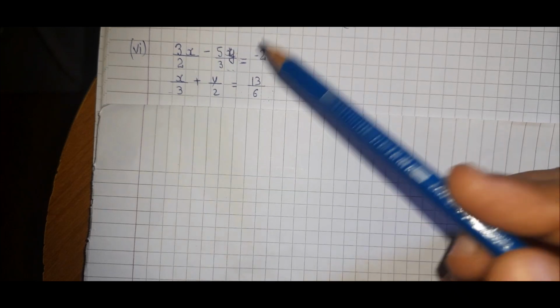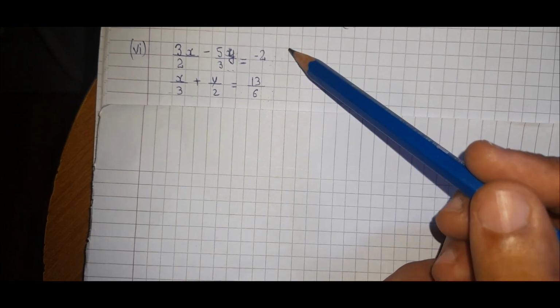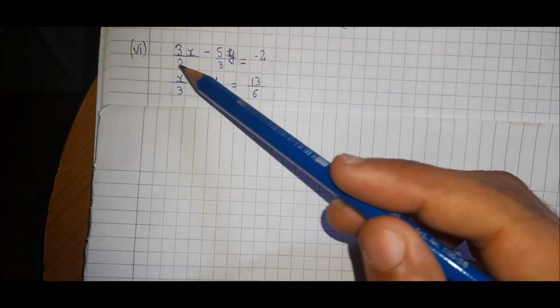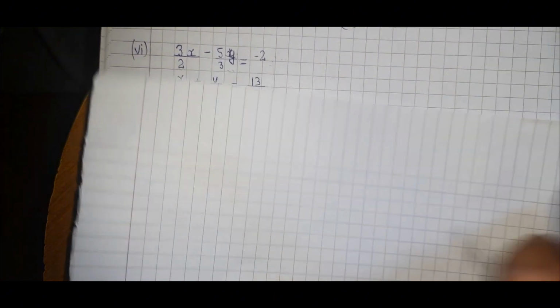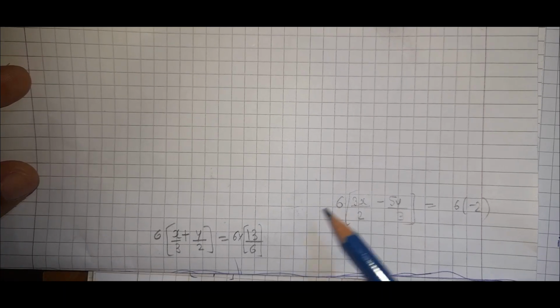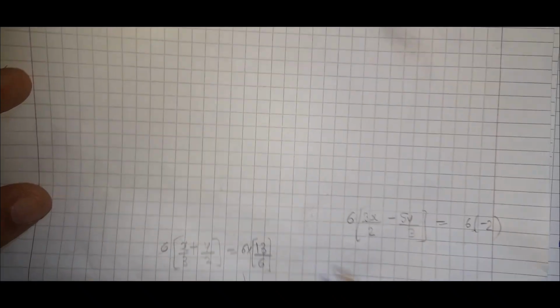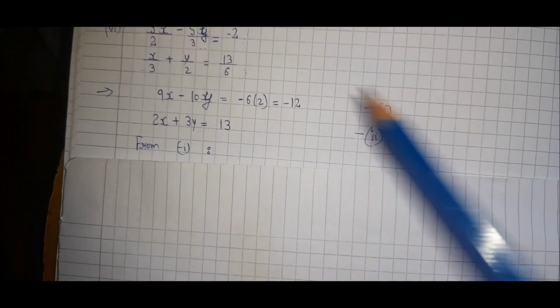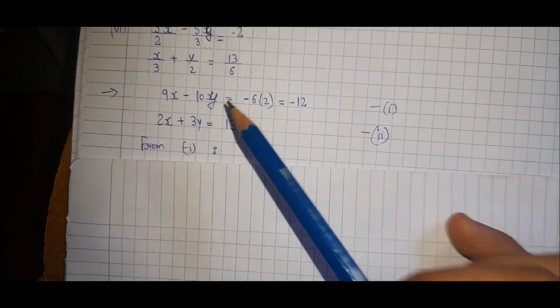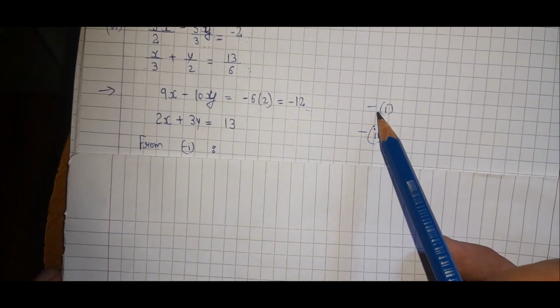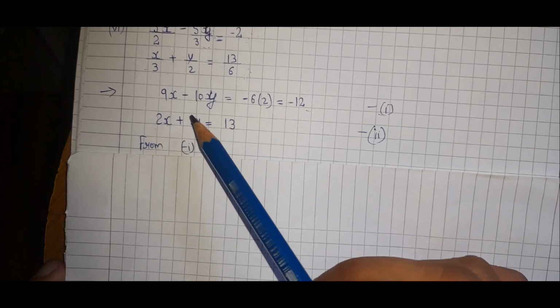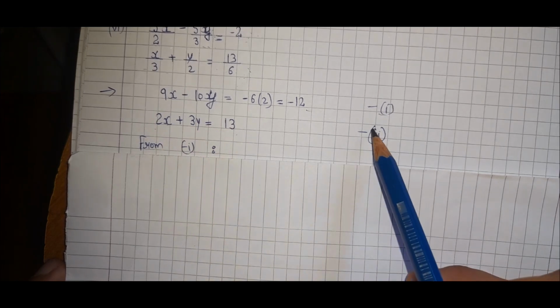Sixth part. In this question, first of all, simplify these two equations by taking LCM. The LCM of 2 and 3 is 6. So multiply both the equations on both sides by 6. After multiplying both sides by 6, you will get 9x - 10y = -12. This is our first equation. 2x + 3y = 13. This is our second equation.